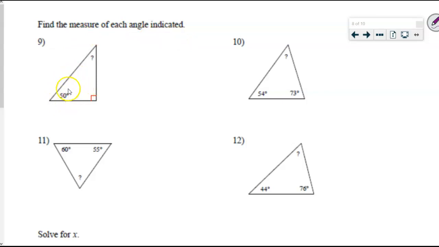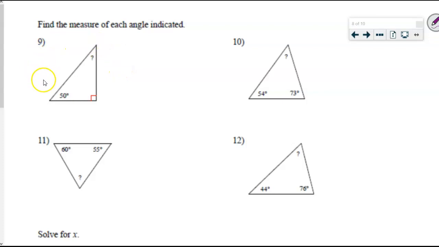So this angle is marked as 50 degrees. This angle is marked, what does that mark mean? 90 degrees. This angle is the one that is indicated that I'm trying to find the measure of. So, do you guys trust me? Have I ever led you astray? Eyes on the screen.